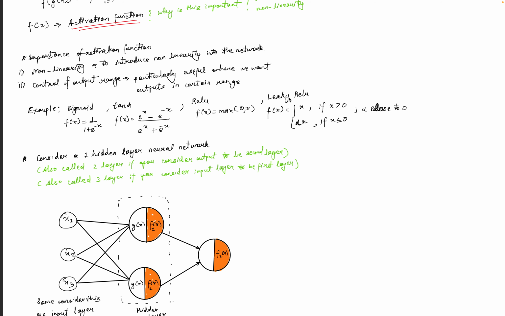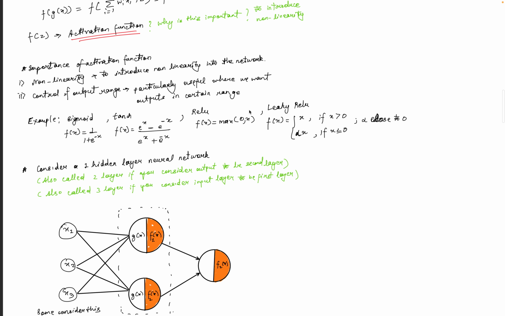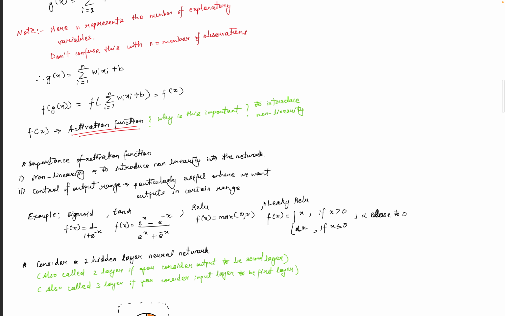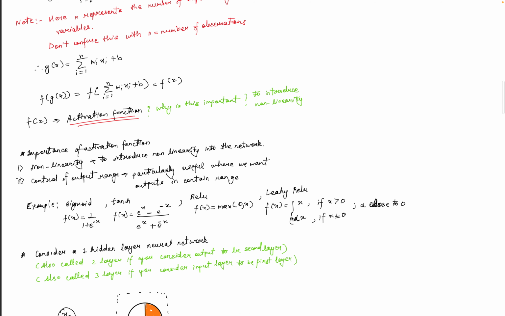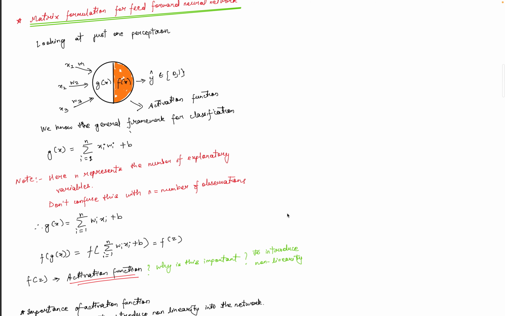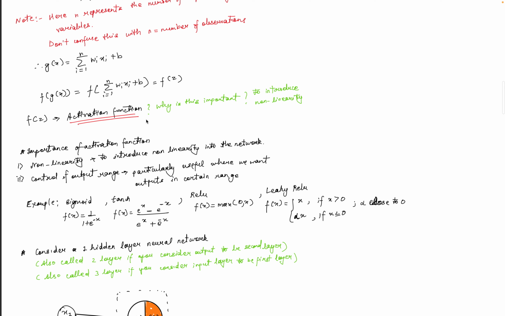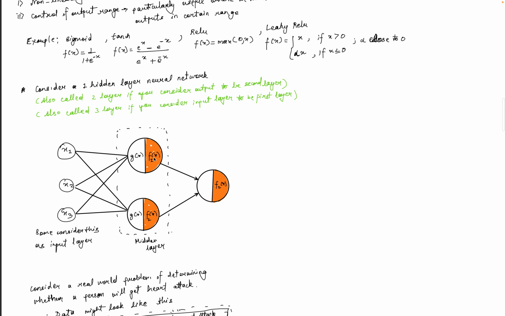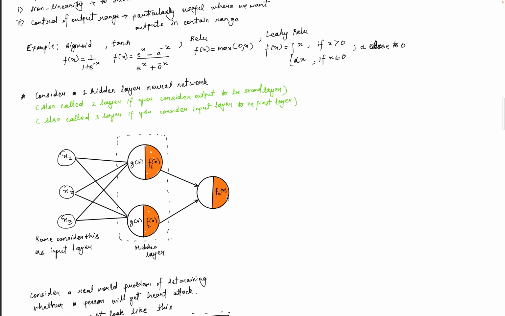Another variant of this is leaky ReLU. ReLU takes the maximum of 0 or x. One more activation function is softmax. Usually in the hidden layer, we'll see what a hidden layer is, we use the ReLU activation function, and in the output layer we use softmax or sigmoid depending on our task at hand.